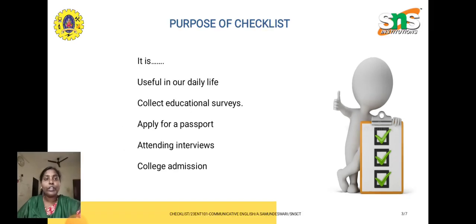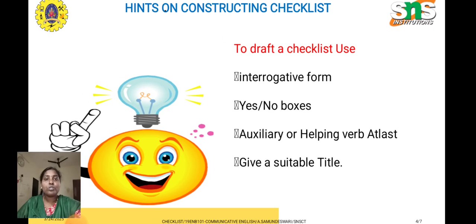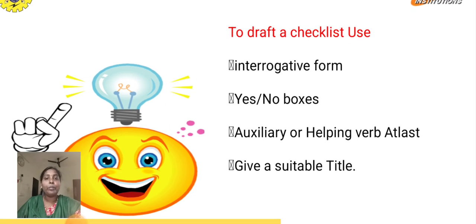Next we are going to see the hints on constructing a checklist. To draft a checklist, what I'm supposed to do is follow the format very strictly: the interrogative form is to be used, yes or no boxes must be provided, auxiliary verbs can be used, and you should give a suitable title.